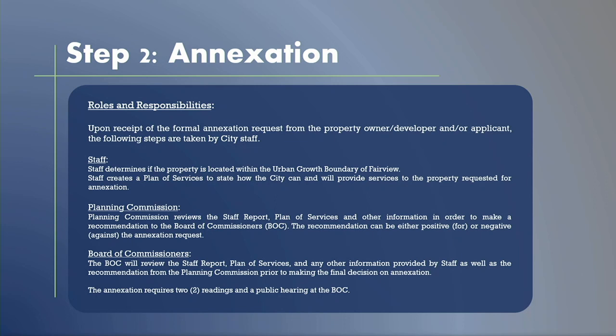Your recommendation is going to be one of two things: affirmative, or for it, or negative, against. So you all have really two choices. You can make a positive or negative recommendation to the Board of Commissioners.